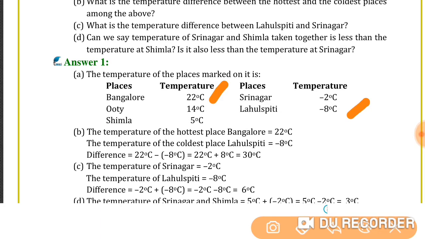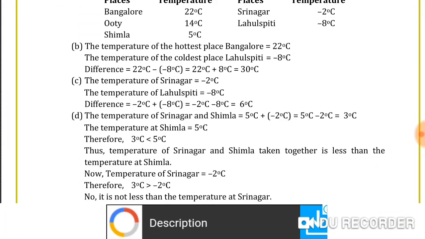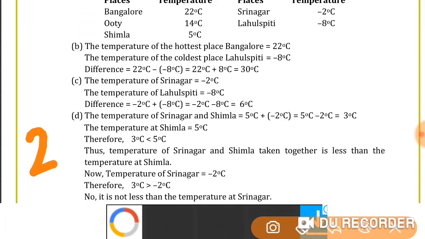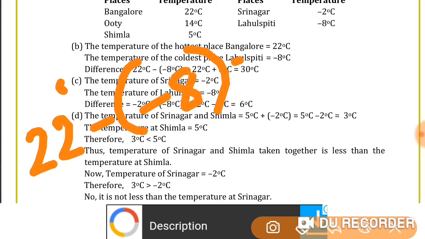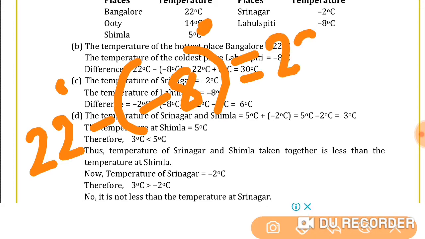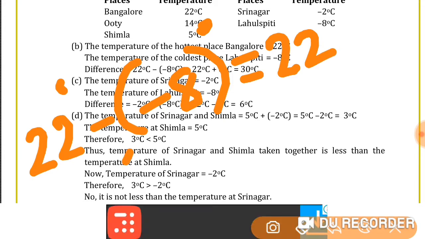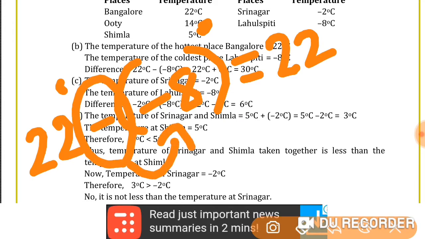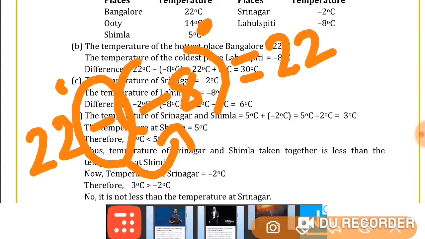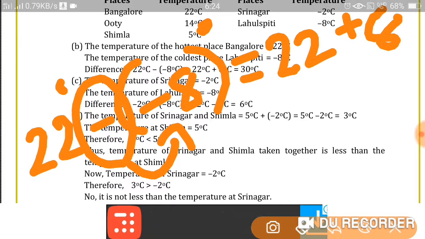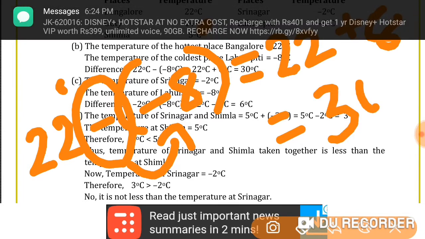Here we have already written the temperature of the hottest place, Bangalore, 22 degrees, and the temperature of the coldest place, Lahul Spiti, minus 8. Difference means subtraction. In subtraction we already know: write the first integer as it is, and change the sign of the integer after the subtraction sign, so it becomes plus 8. So 22 plus 8 is equal to 30 degrees.